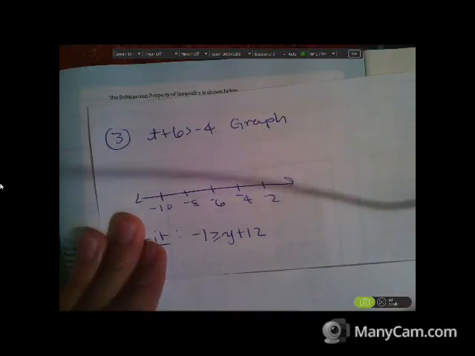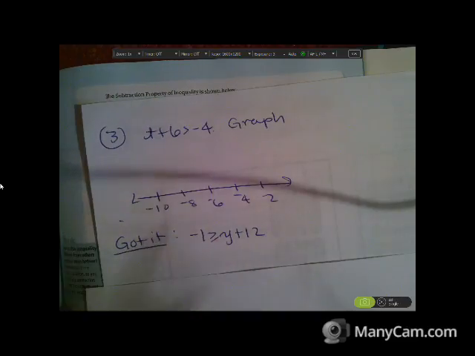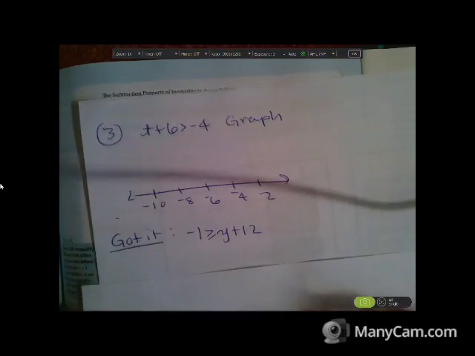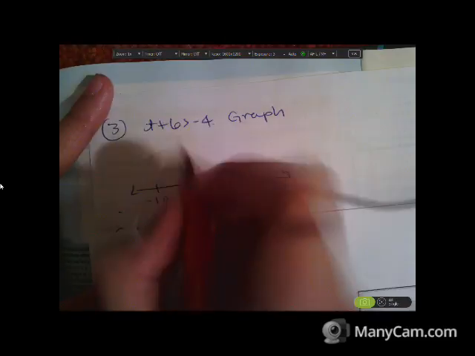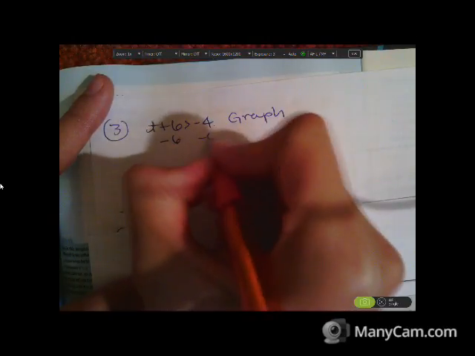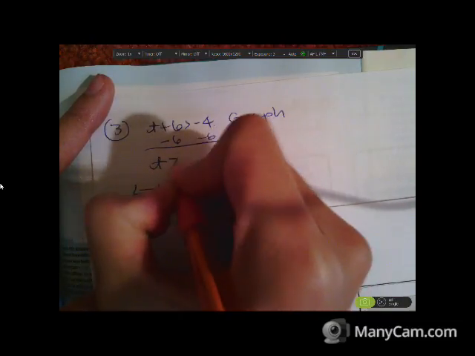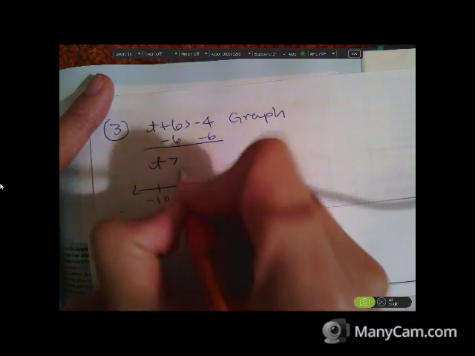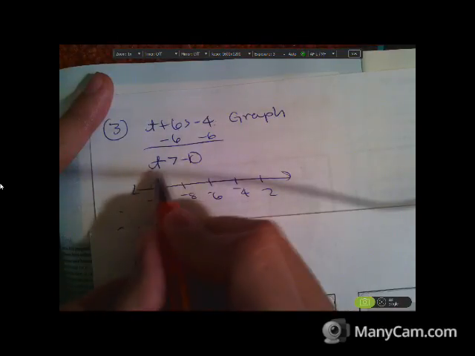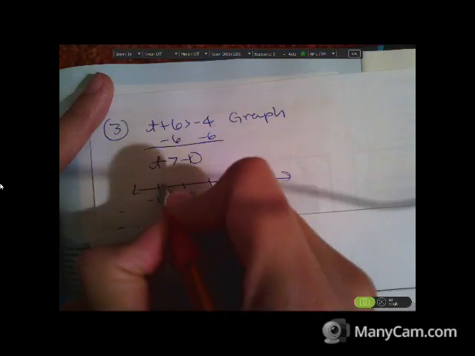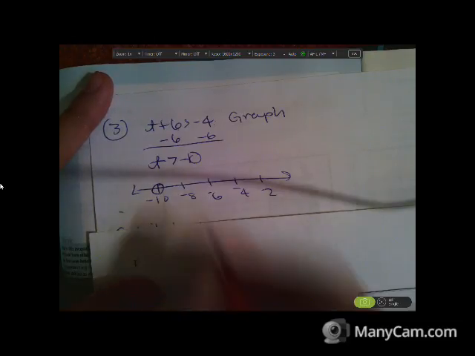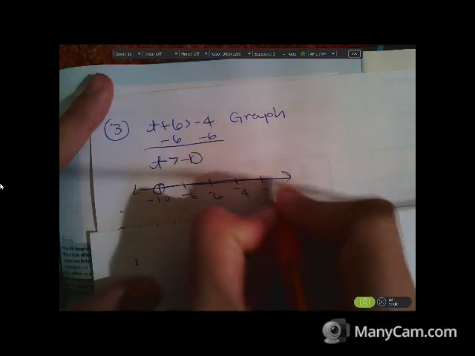Alright, moving on to problem 3. Now we're changing into subtraction. I want to know the solution to t plus 6 is greater than negative 4, and I want to graph it. Again, I want to get t by itself, so I want to use the inverse operation. I'm going to subtract 6, and t is greater than negative 4 minus 6, which is negative 10. So t is strictly greater than, therefore it's going to be an open circle. And be careful, if t is greater than negative 10, that means it's bigger than negative 10, so I'm going to go to the right.